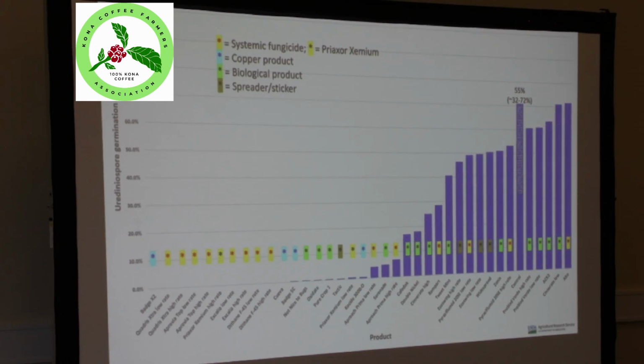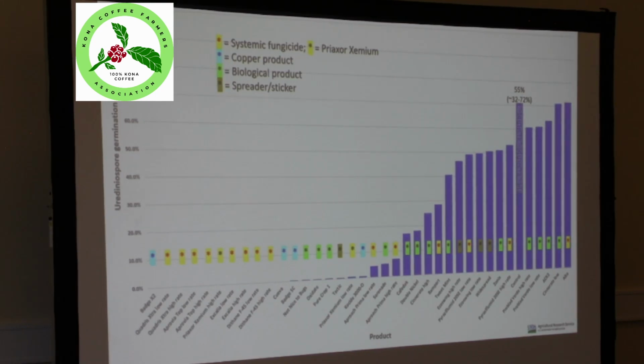But overall, you can see that the systemics, of course, work wonders at inhibiting germination. I'll point out that Preaxor at the couple rates, low and high rate, did quite well. The coppers, of course, are proven as far as inhibiting spore germination. Some of the biological products that are labeled for use, like Serenade and Double Nickel, definitely affect spore germination. And then there are lots of things that we've looked at that have no effect.